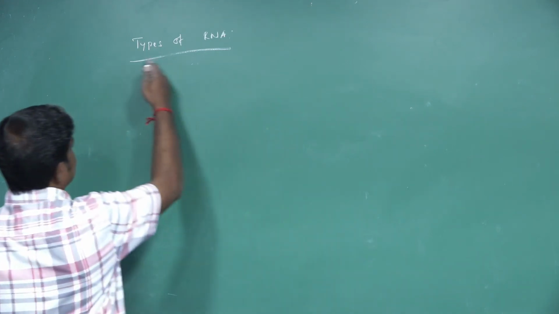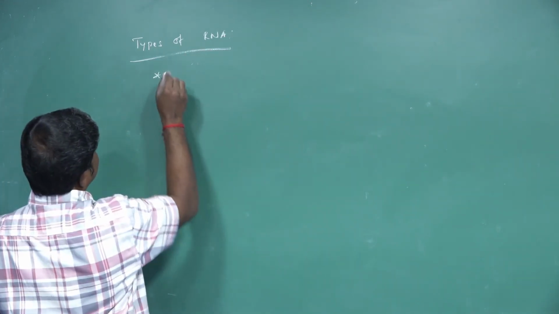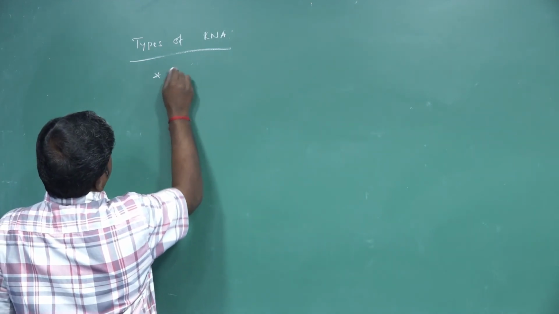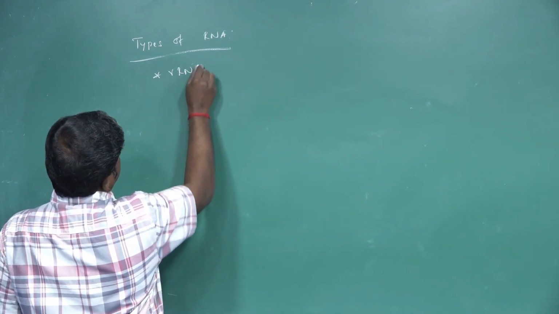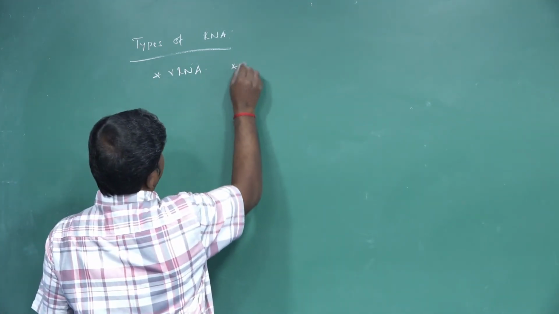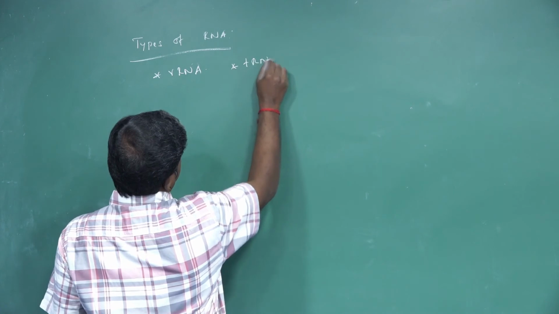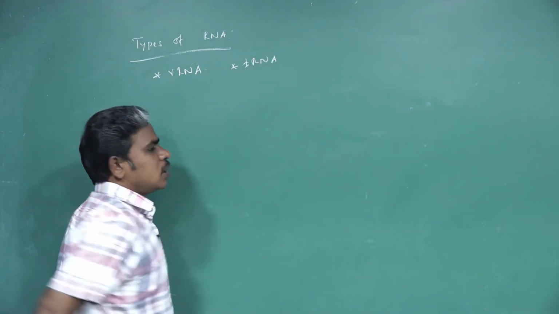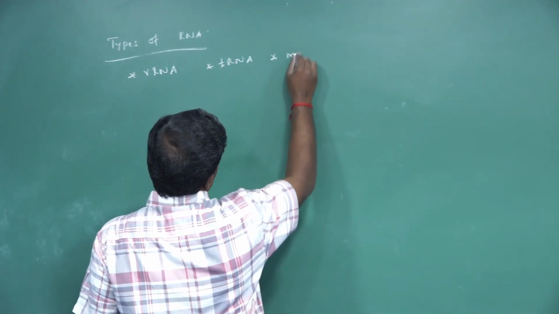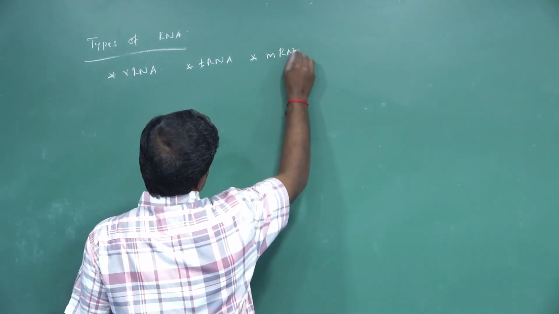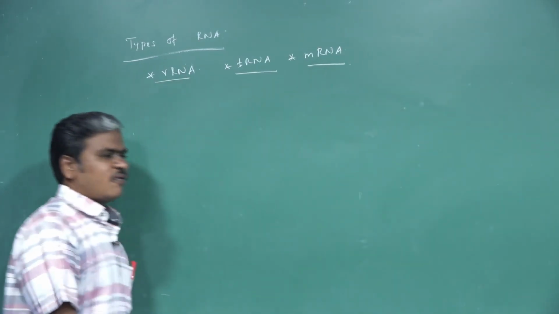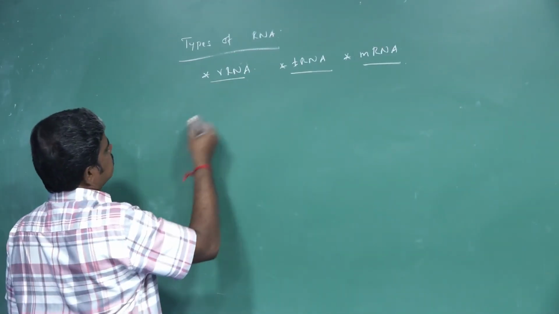Now we are taking the types of RNA. There are three types of RNA. One is rRNA, which is nothing but ribosomal RNA. The second one is tRNA, that is transfer RNA. And the third one is mRNA, that is messenger RNA. Now we will take the function of these three types of RNA.